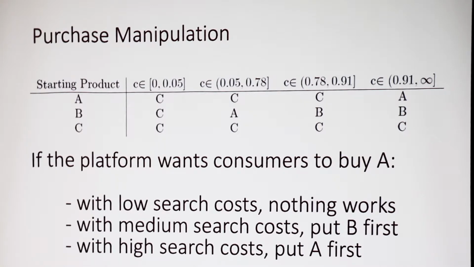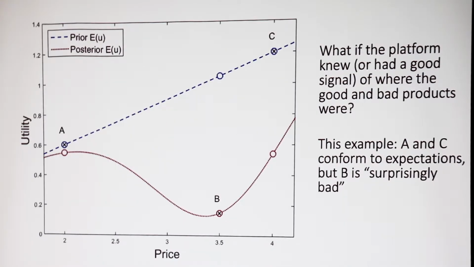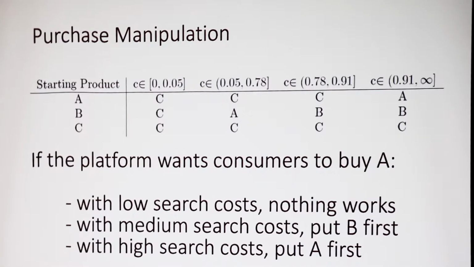And what they should do varies depending on the search cost. If the search costs are very low, nothing is going to get you to buy product A. Notice that product C is the best product. The consumer should buy product C. It gives the highest payoff. And so it doesn't really matter what they show you. If the search costs are very low, you'll search everything anyway, and you'll get to product C.